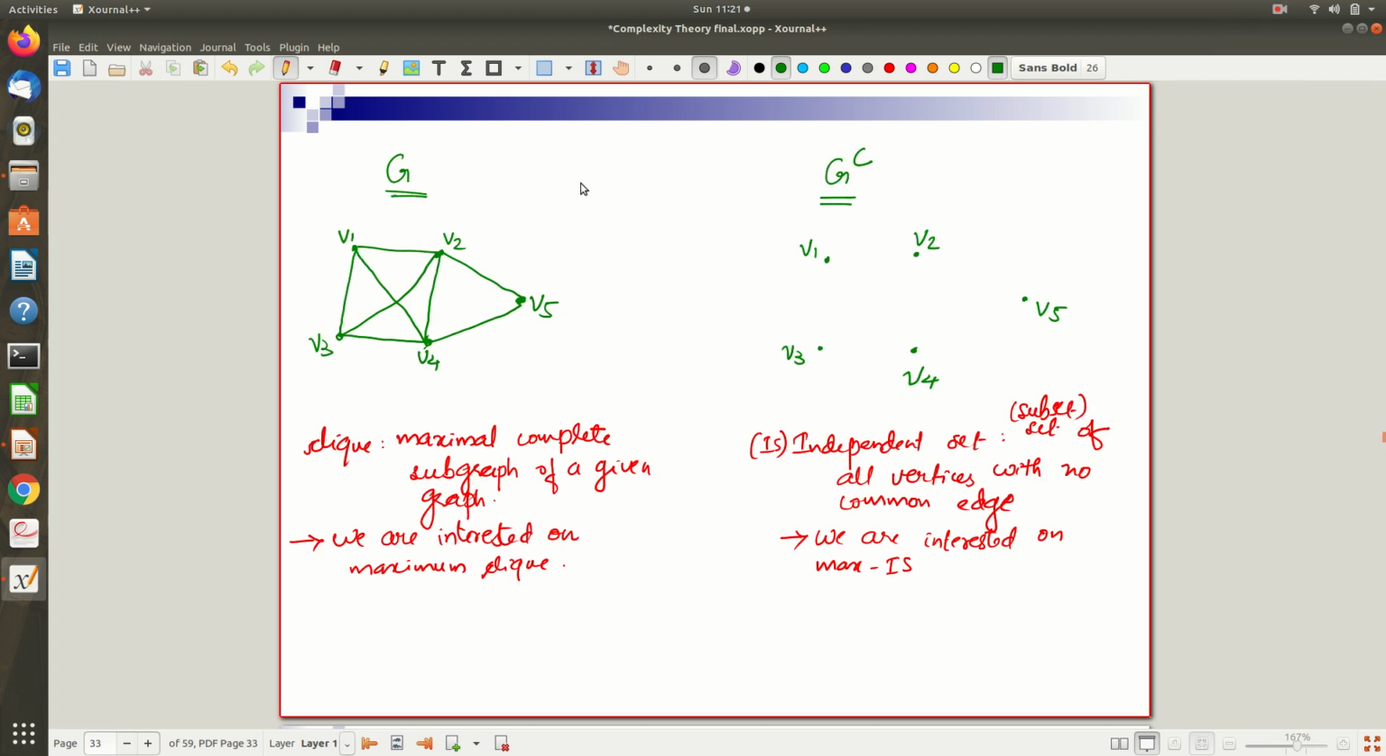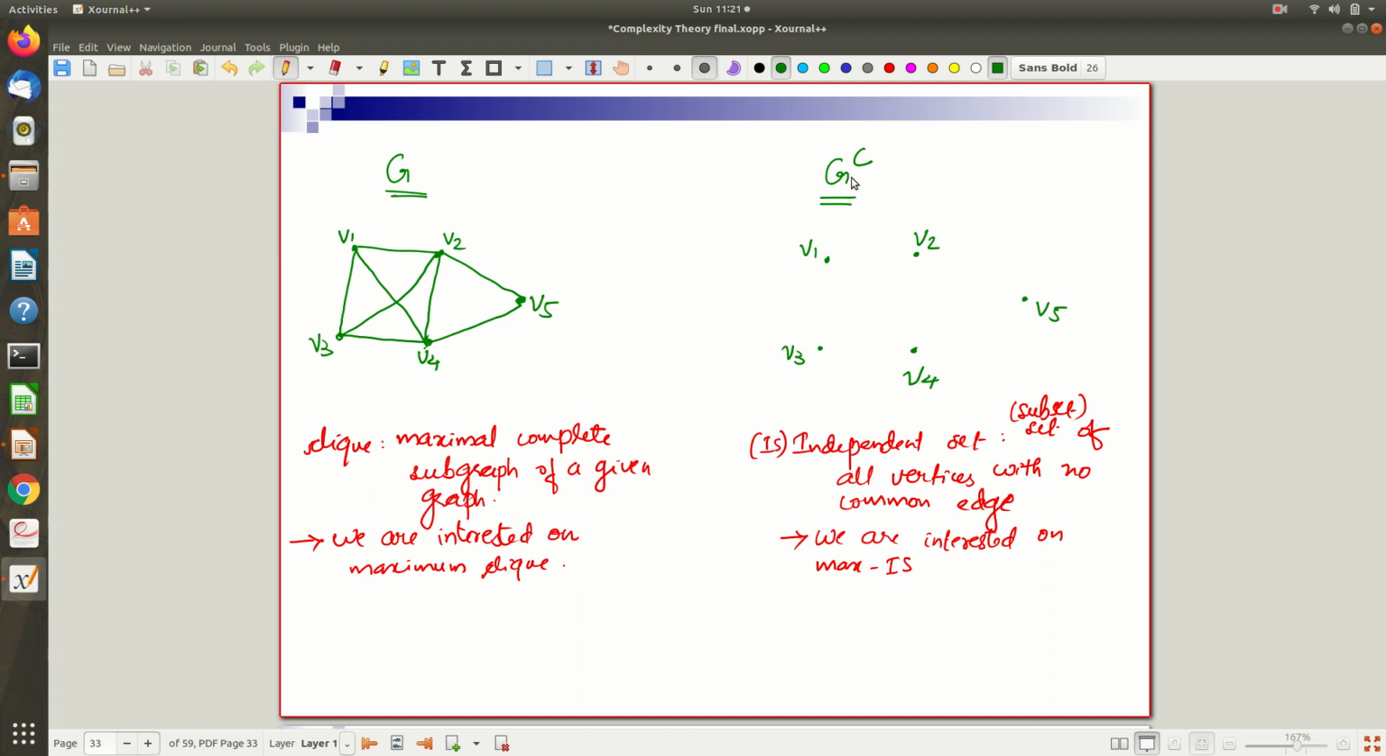Here I randomly drew two graphs. This is the given graph, say with 5 vertices v1, v2, v3, v4 and v5, and you can see the edges. And now I have a complement graph on the other side. So let me ask you, what is a graph complement? You might have studied it in your graph theory classes.